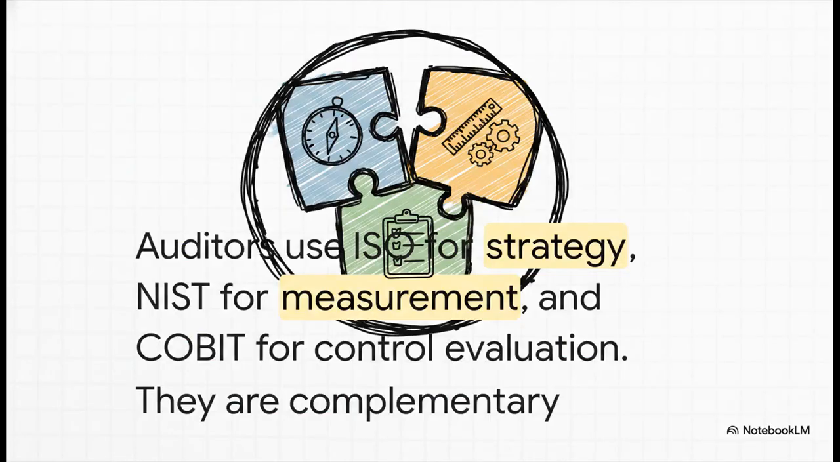So here's the bottom line, especially for an auditor. These frameworks aren't fighting each other. Nope. They're all part of the same toolkit. You use ISO to check if you're aligned with the business strategy, NIST for the nitty-gritty technical assessment, and COBIT to see if the controls and governance are actually working.